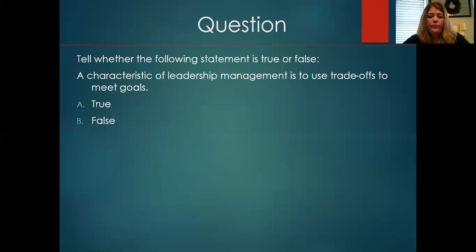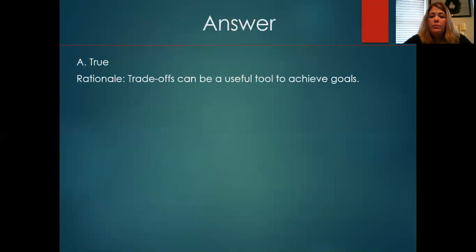So tell whether the following statement is true or false. A characteristic of leadership management is to use trade-offs to meet goals. True or false? True. Trade-offs can be a useful tool to achieve goals. Like we talked about, if you want to meet your goal and sometimes you can't get exactly what you were wanting, it's okay to trade off sometimes so that you can ultimately meet that goal in the end, because that's what you're wanting to do.